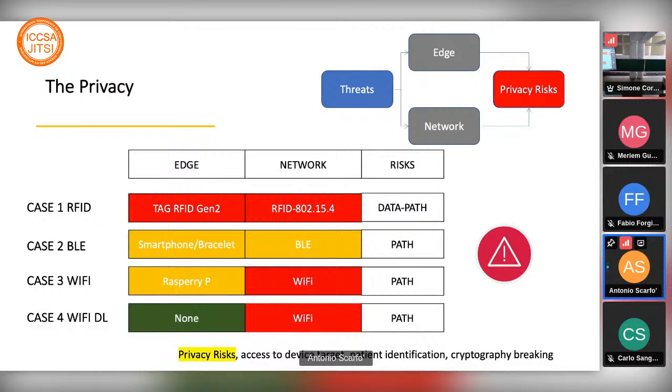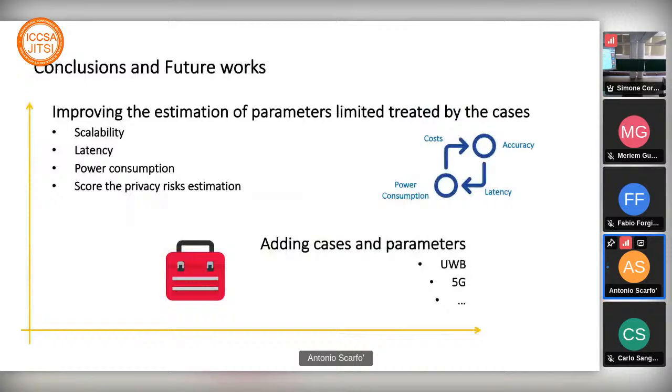The main issue we can have in this analysis for privacy is basically the discovery of the path of the patient or the observation of the vital data transmitted by the infrastructure. For future work, I learned that it's possible to improve the parameters that are not clearly estimable from the cases, like scalability, latency, power consumption, and try to have a more precise score in risk estimation.